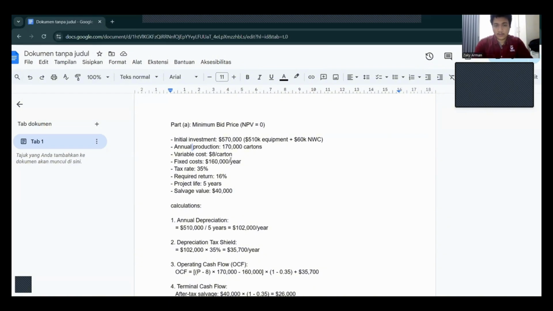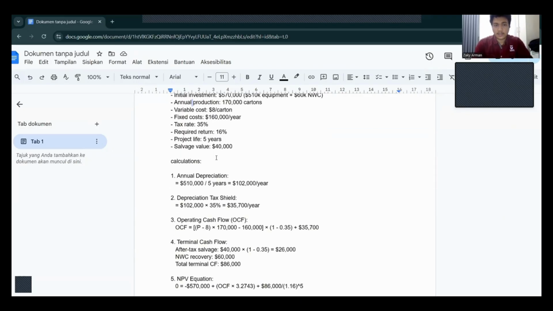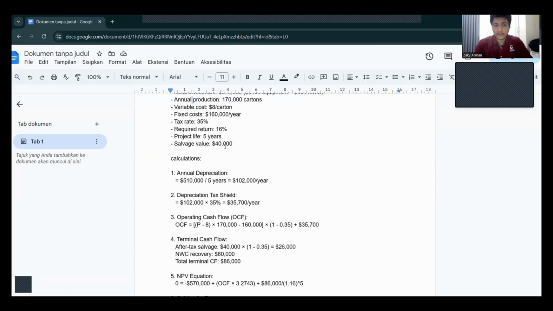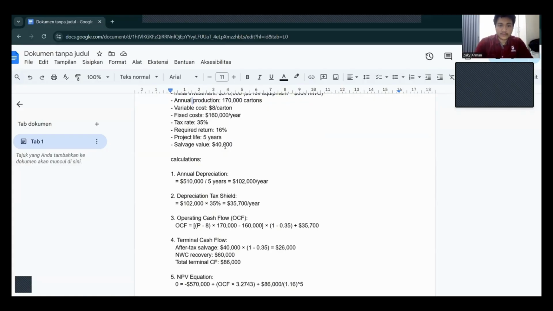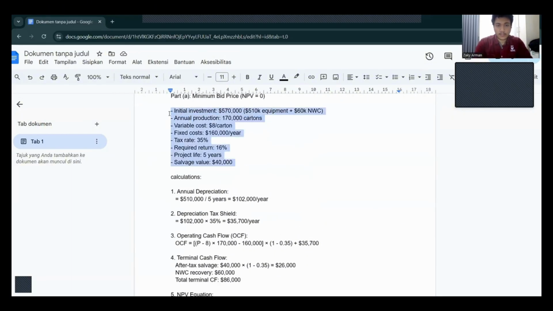For the variable cost, we've got $8 per carton. For the fixed cost, we've got $160,000 per year. The tax rate is 35%, and the required return is 16%. The project life is five years, and the salvage value is 40,000. All of this summary will be used in the calculation below.